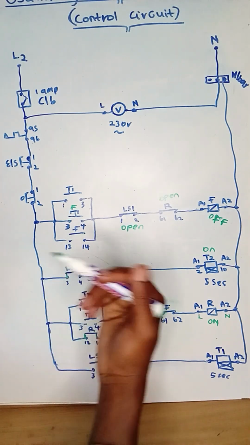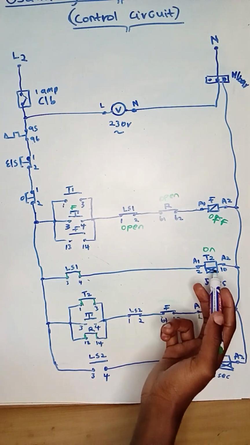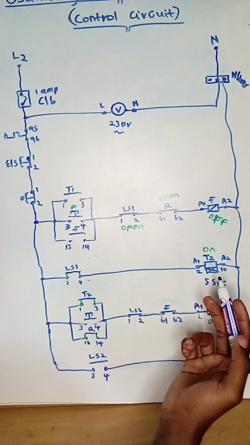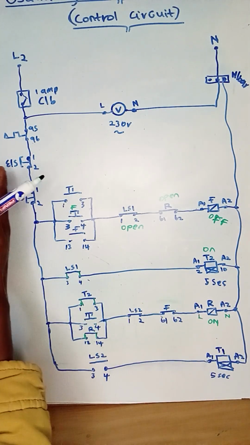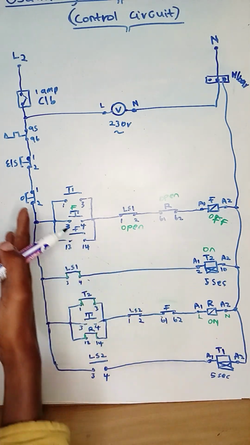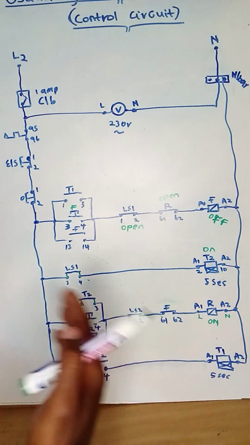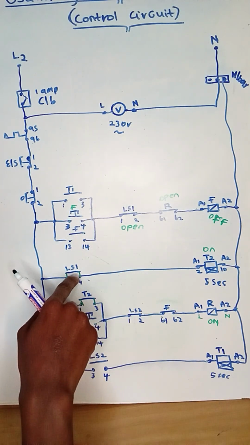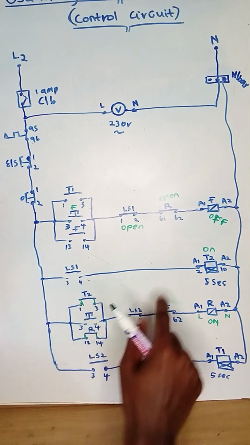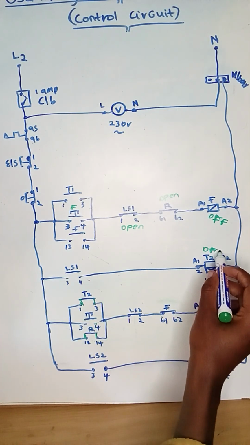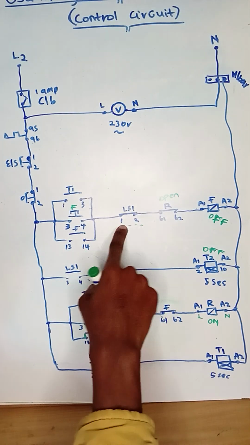Right now, since my contact of limit switch helped me to energize timer 2, I'm letting go of my limit switch, which means right now its auxiliary contact will go back. I'm letting go of limit switch 1 because remember I switched on limit switch 1 to energize T2. So when I let it go, it will go back to open, which means right now T2 will be off. Here it will be open, and then here it will go back to closed.